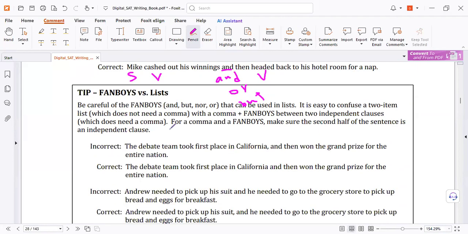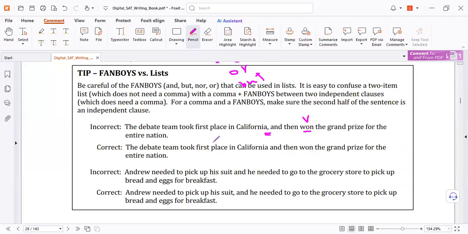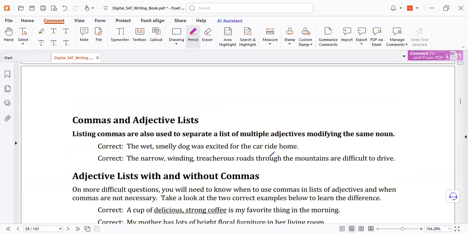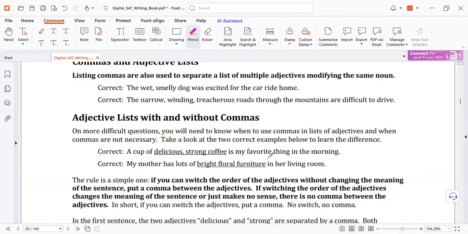FANBOYS versus list. It's about like that here. If you don't find the subject, delete the comma. So it's wrong. I'm just checking the rules that you know. Here we have a subject, so you need the comma. Okay, so simple. Khalid, to understand.